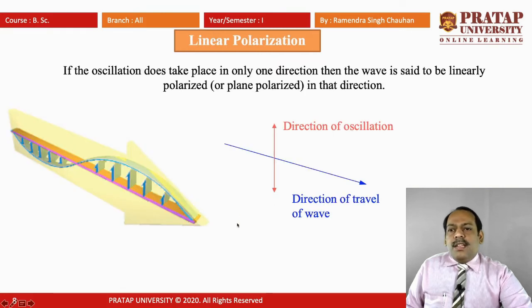Now when we are taking linear polarization, if the oscillation takes place in only one direction, then the wave is said to be linearly polarized or plane polarized in that direction. Here we can see this is the direction of oscillations or vibrations of the electric vector, and this is the direction of travel. And this is depicted in this diagram also.